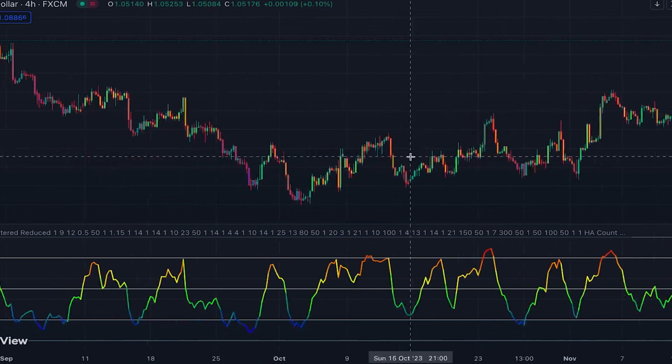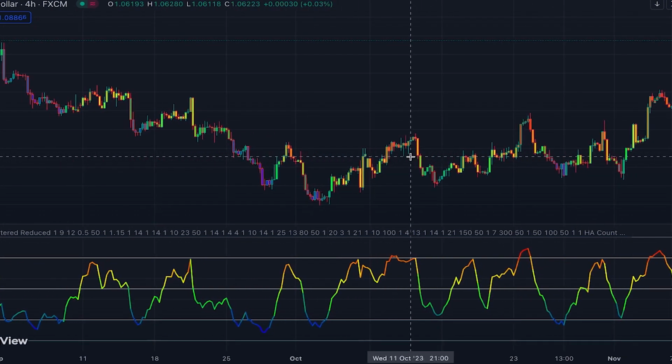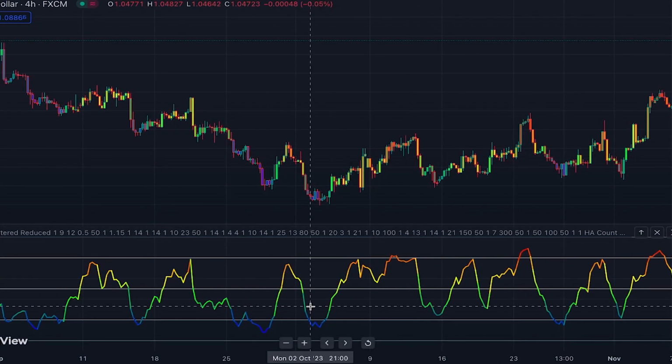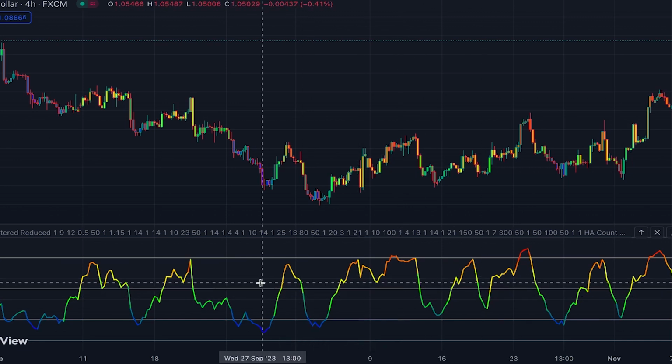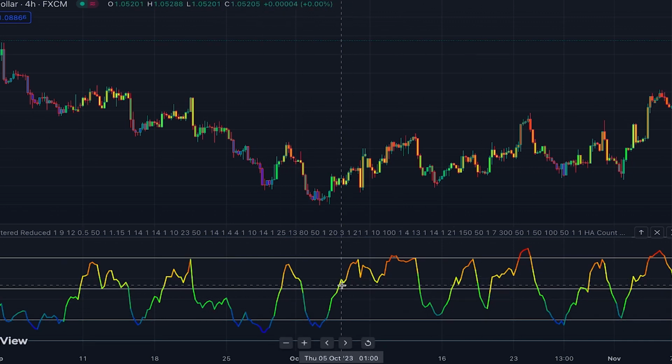Alright, now let's focus on the center line crossover. Similar to other oscillators, center line crossovers also provide trading signals. When it crosses above the center line, it shows we have greater upside momentum, and when it crosses below the center line, it shows we have greater downside momentum.